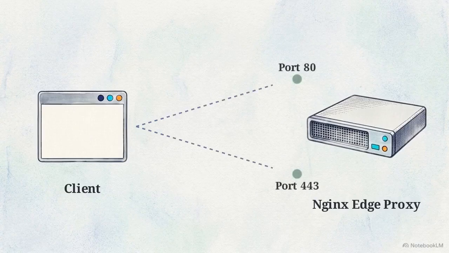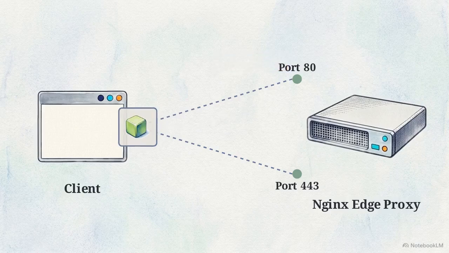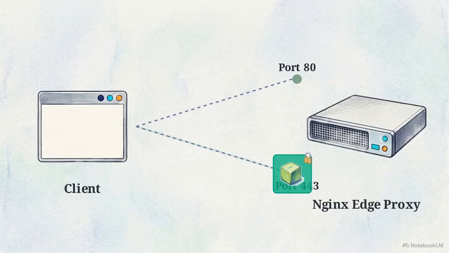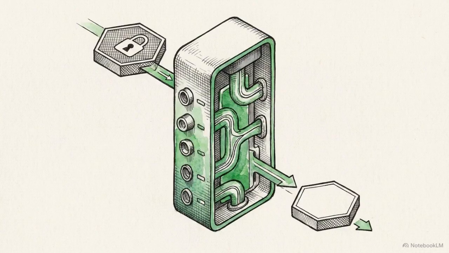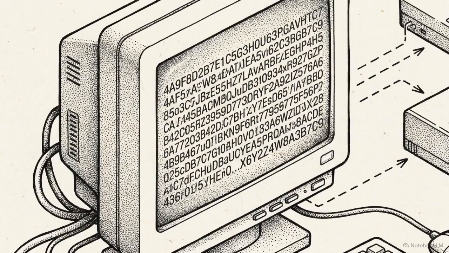An incoming HTTP request from the client arrives at the Nginx edge proxy on port 80. Nginx immediately issues a 301 redirect, rejecting the unsecured connection and forcing the request to upgrade to port 443. The packet returns encrypted. This is SSL termination in action. The Nginx container decrypts the incoming traffic at the edge, meaning the backend Apache servers never spend CPU cycles processing encryption overhead.